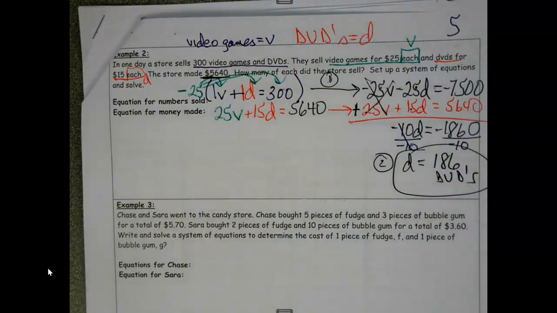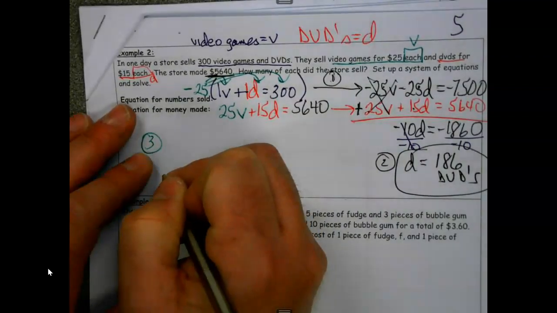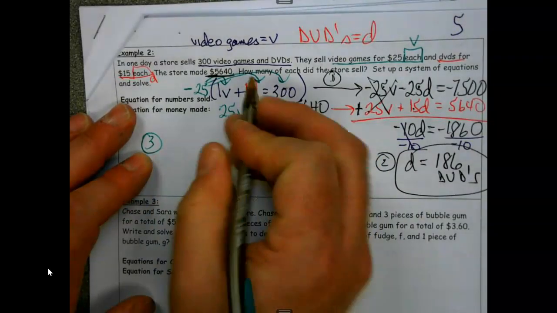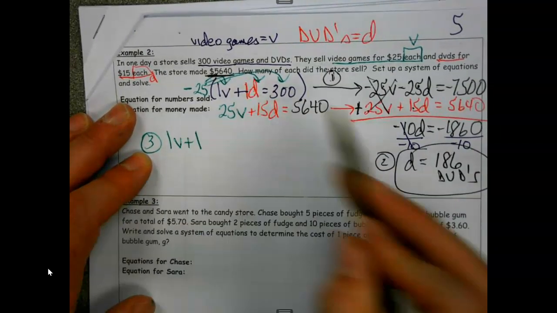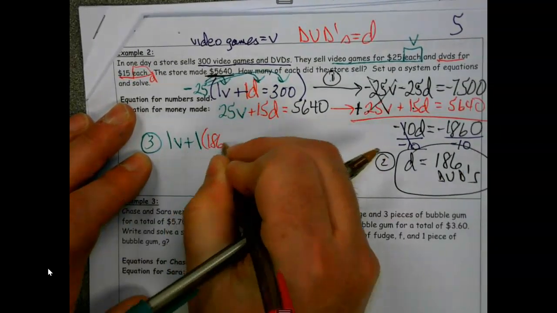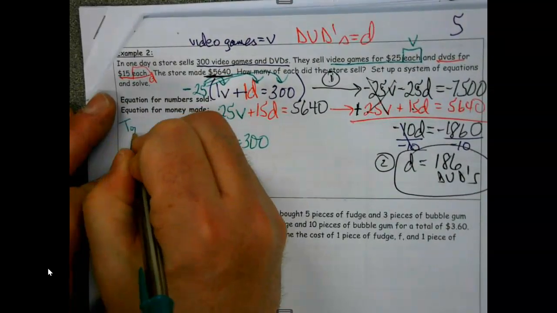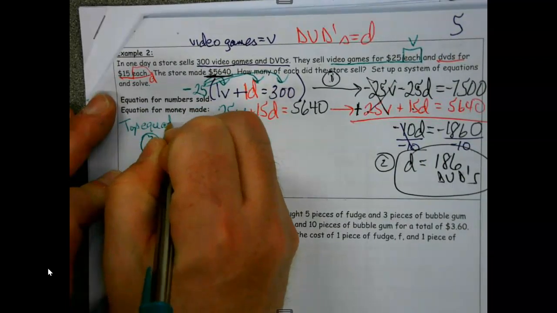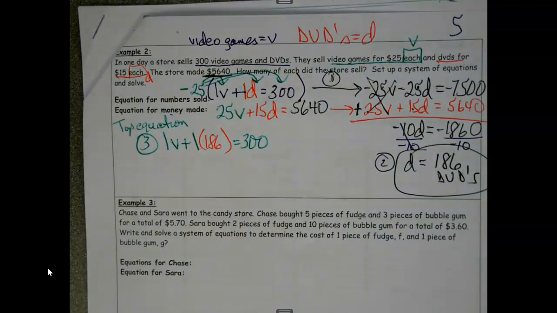I don't know how many video games I sold yet, but the good news is it ain't going to take me anywhere near as long as it took me to find the DVDs. Because I'm going to go back to that very first equation right here, and I'm going to start writing across until I get to the D, because I know how many DVDs I sold. So we're substituting into that top equation. And usually that's going to be the easier equation of the two, which is why we probably picked that.